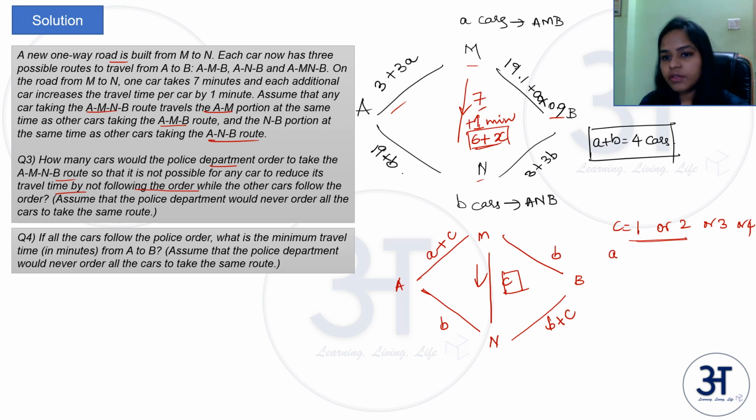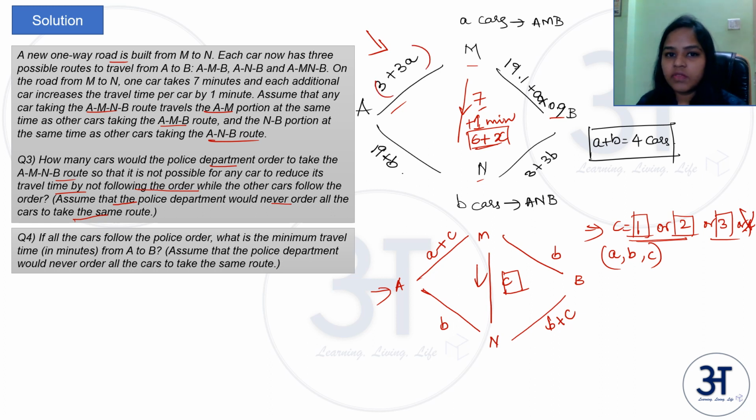So essentially you have to find the new A, B, C in this case, like how we found in the previous case. The only thing is C should be one of these. And also if you look here, it is given that the police department would never order all the cars to take the same route. So that means C cannot be 4. So it should be either 1 or 2 or 3. Now with this in mind, let us first redraw this times graph which we have.